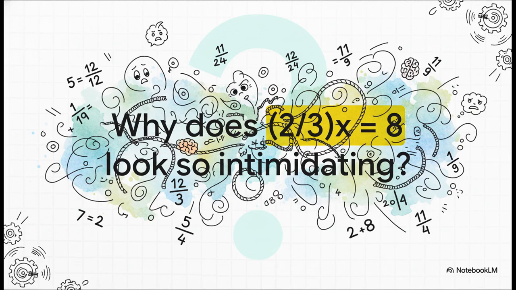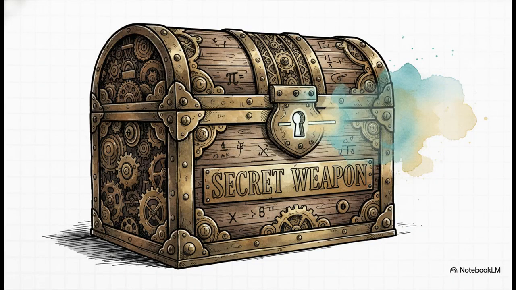So take a look at this equation right here. 2/3 x equals 8. I mean, for a lot of us, the second you see that fraction, your brain just kind of hits the brakes, right? But why? What is it about that little 2/3 that makes this whole thing feel so much harder than if it just said 2x equals 8? Well, I'm willing to bet it's because you haven't been properly introduced to its secret weapon. There's a tool designed specifically for this exact situation, and trust me, it's a total game changer.